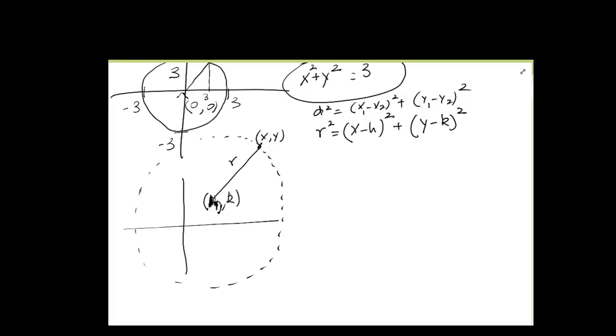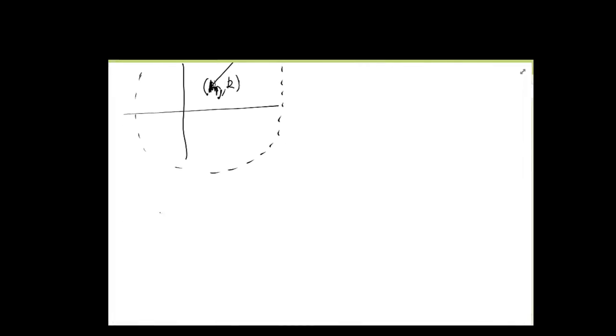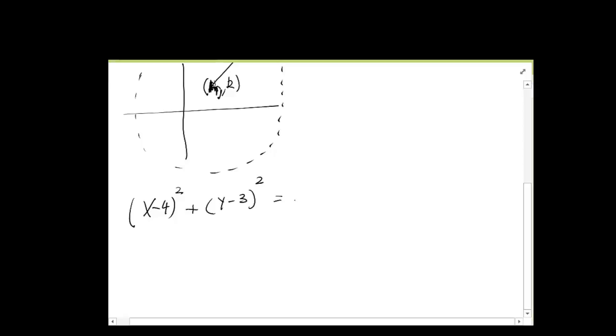What if you were given this equation? Let's say (x minus 4) squared plus (y minus 3) squared is equal to 11.